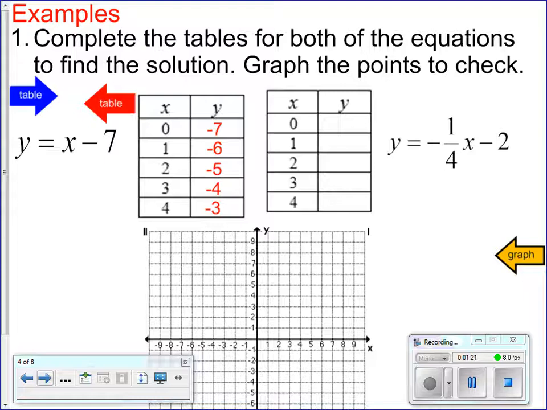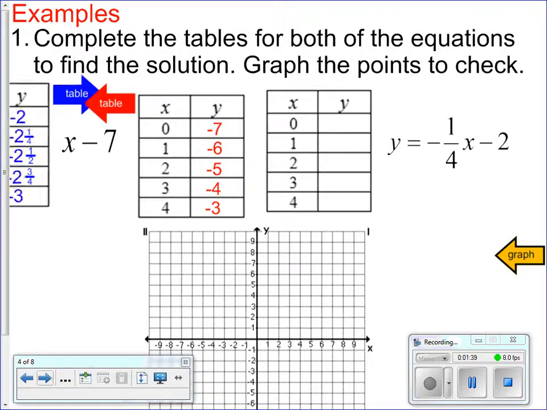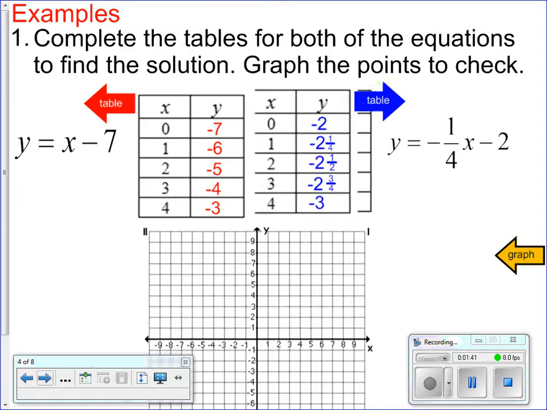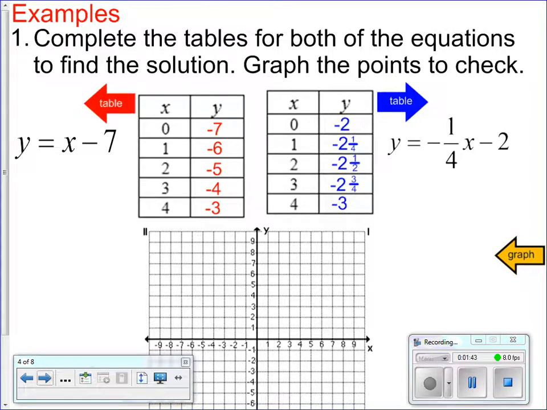And the second one, if I plug in 0 for x, I get y is equal to negative 2, because 1/4 times x is 0. If I plug in 1, I get negative 1/4 plus negative 2, which would be negative 2 1/4. If I plug in 2, I get negative 2 1/2. If I plug in 3, I get negative 2 3/4, and if I plug in 4, I get negative 3.